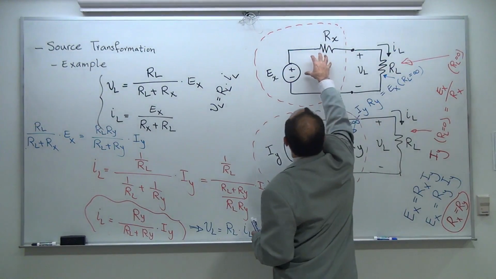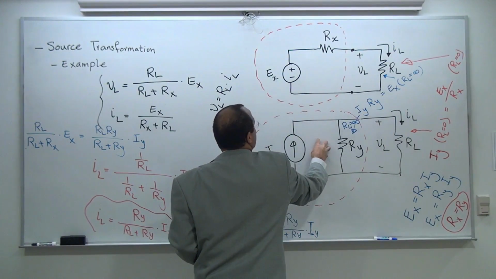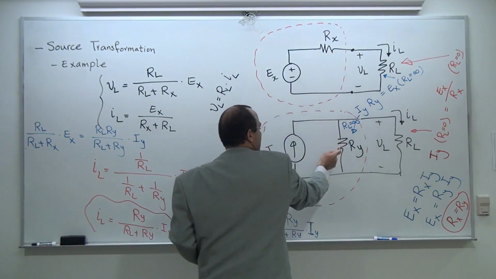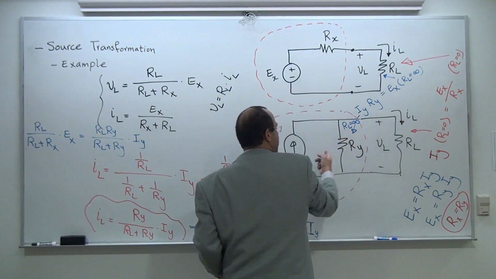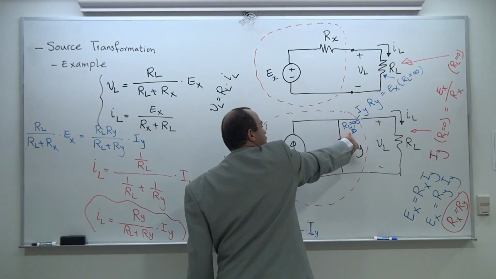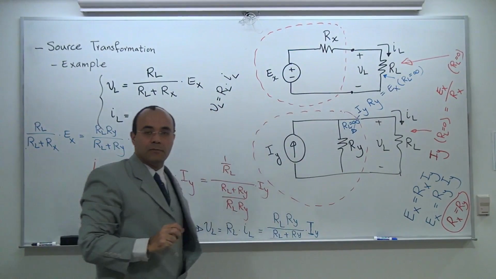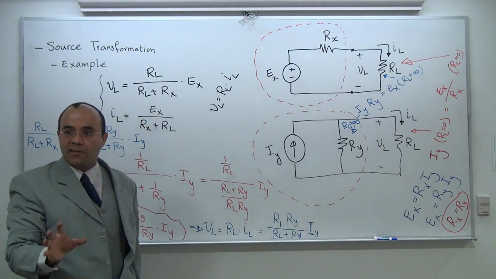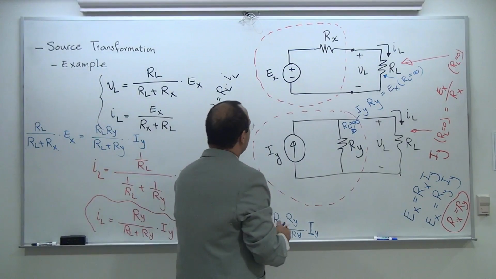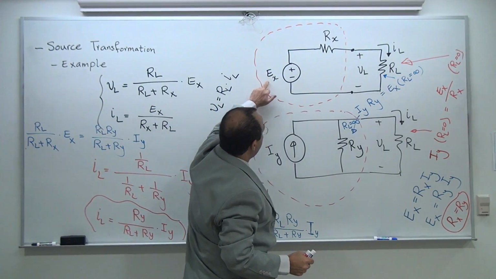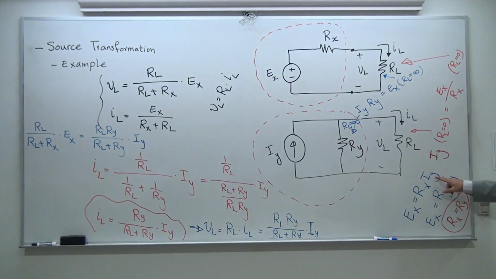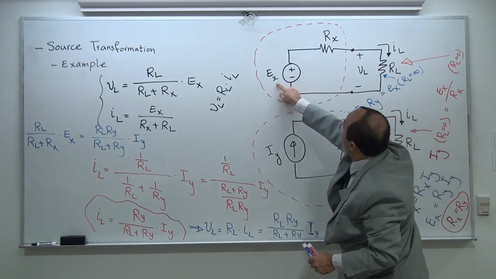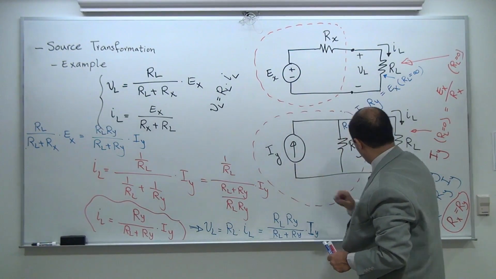If I want to move from this structure to this structure, all I have to do is Rx has to be the same as Ry. I simply copy and paste it. If I want to go from here to here, I simply copy this resistor and paste it. That resistor is easily managed. The question is this: if I have Ex, do I have Iy? Yes. If you have Ex, Iy is going to be Ex divided by Rx.